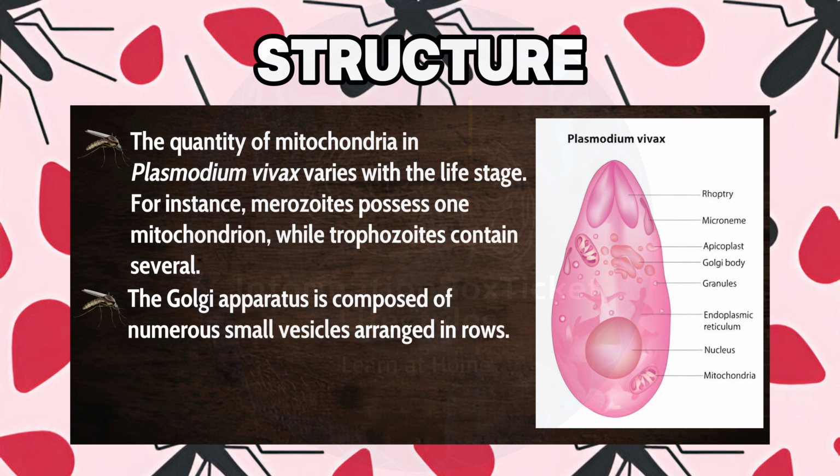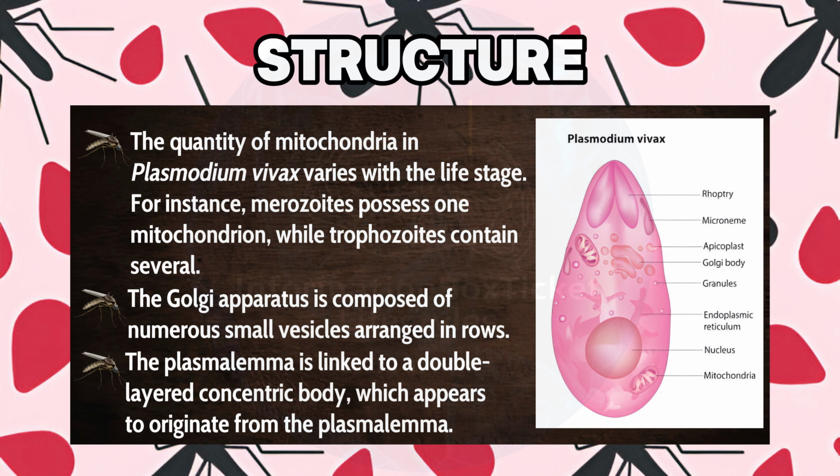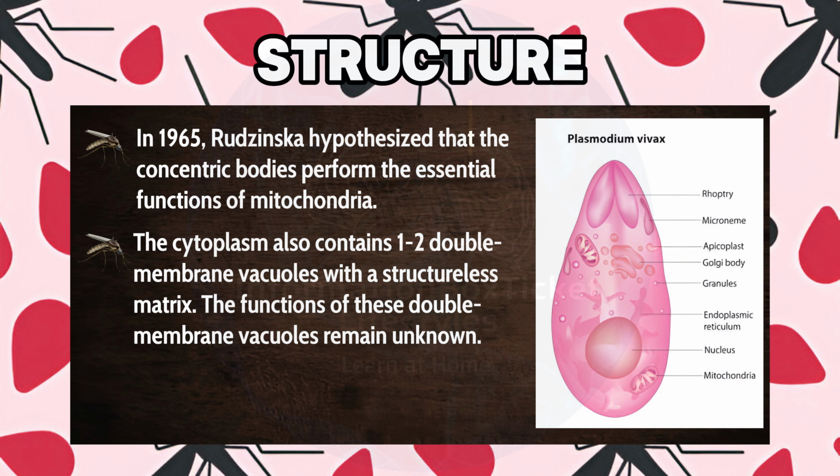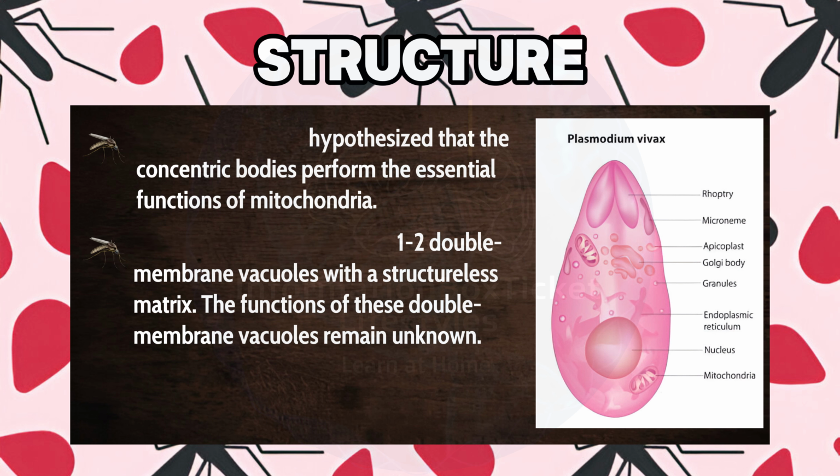The Golgi apparatus is composed of numerous small vesicles arranged in rows. The plasmalemma is linked to a double-layered concentric body, which appears to originate from the plasmalemma. In 1965, Rudzinska hypothesized that the concentric bodies perform the essential functions of mitochondria. The cytoplasm also contains two double-membrane vacuoles with a structureless matrix. The functions of these double-membrane vacuoles remain unknown.